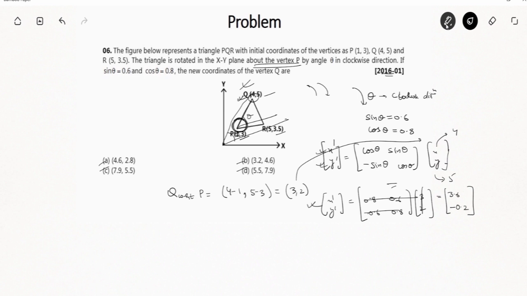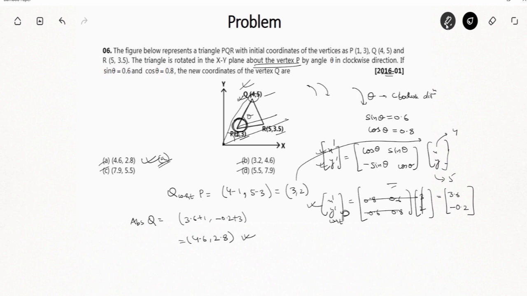This is with respect to point P. So absolute Q will now become 3.6 plus absolute P, which is 1, and minus 0.2 plus 3, which is 4.6 comma 2.8. So see friends, this is the right answer, option A. This is how you will solve this question.